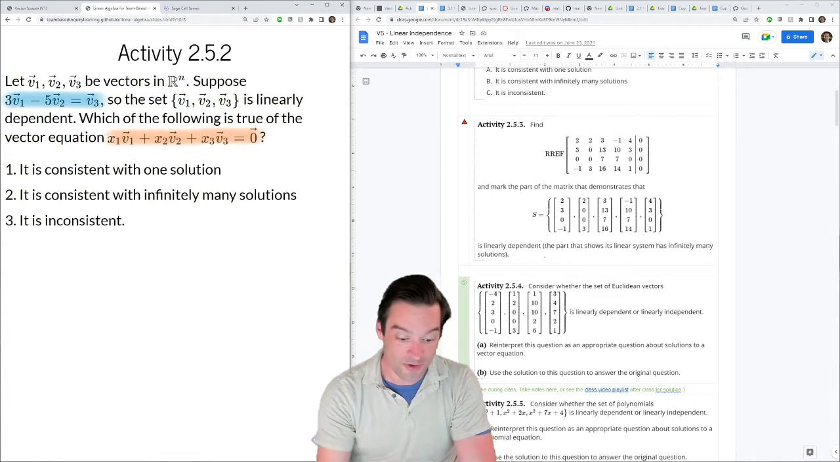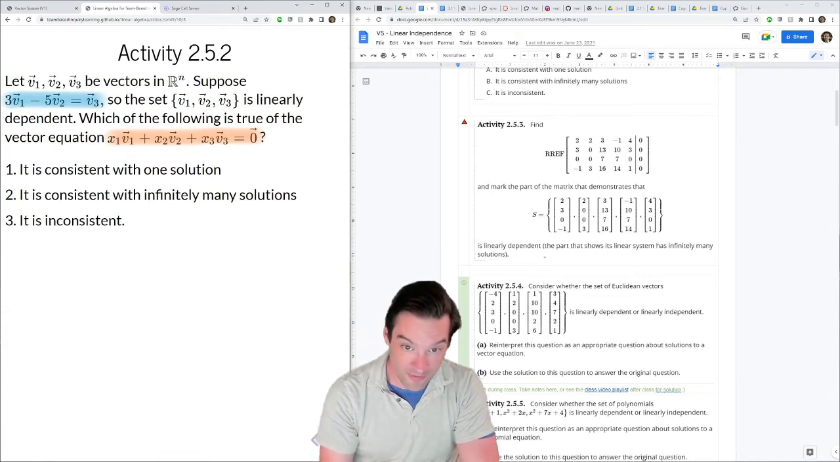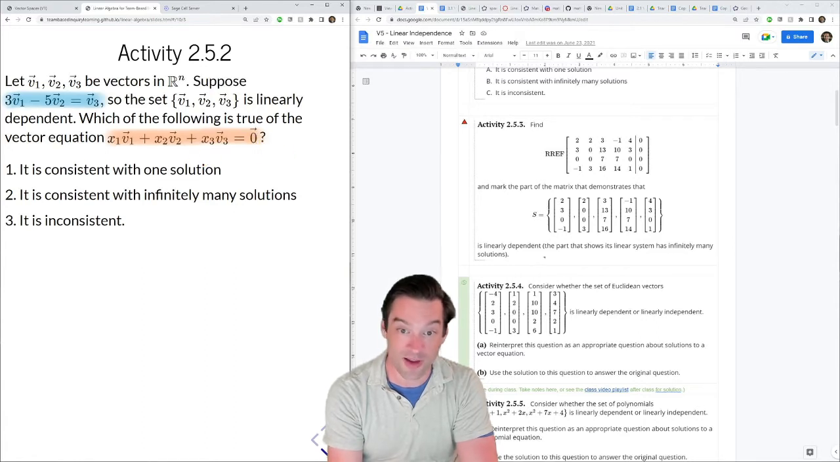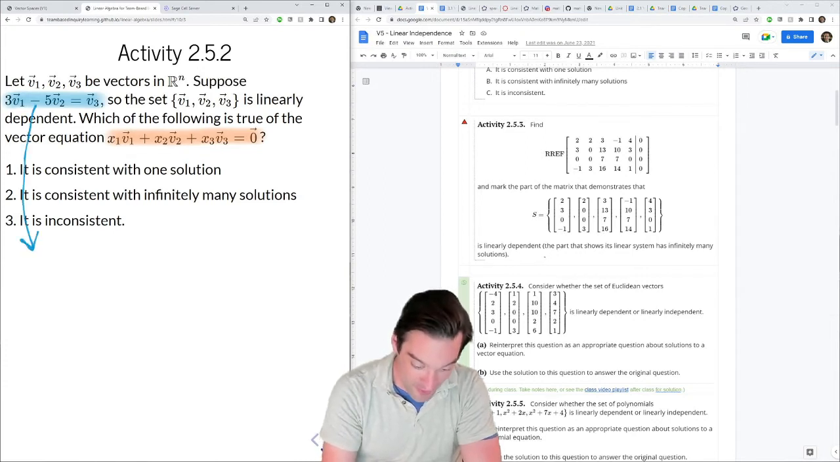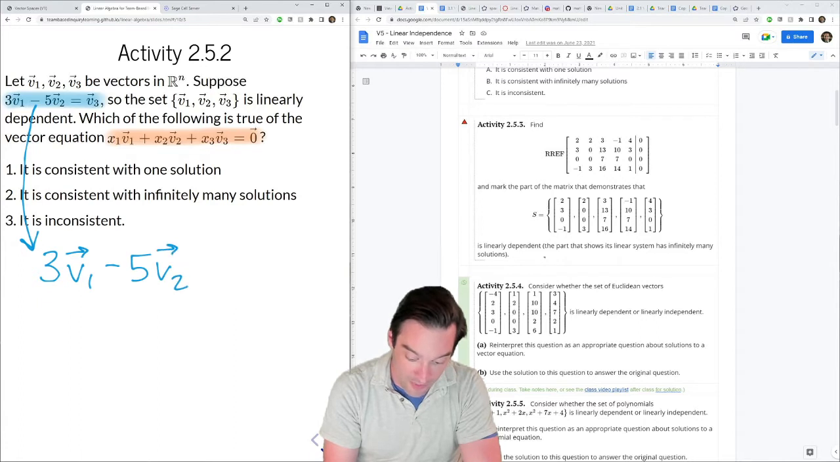So if I take the first of these equations, 3v1 minus 5v2 is equal to v3, and I want to make it look more like this orange one here, I want to get a 0 vector on one side of my equation. So what's a good way to get a 0 vector on this equation? Subtract v3 from both sides. So if I do that, I get 3 times v1 minus 5 times v2 minus 1 times v3 is equal to the 0 vector.